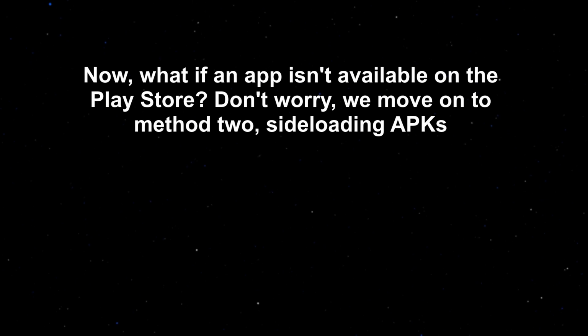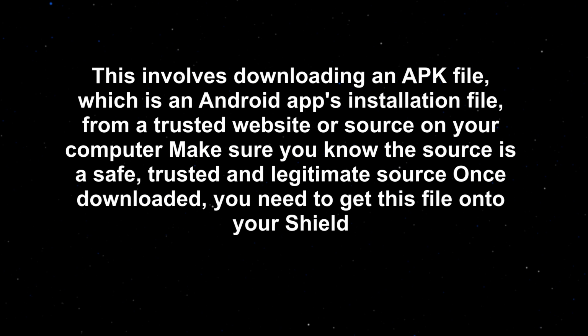Now, what if an app isn't available on the Play Store? Don't worry, we move on to method 2, sideloading APKs. This involves downloading an app file, which is an Android app installation file, from a trusted website or source on your computer. Make sure you know the source is a safe, trusted and legitimate source.